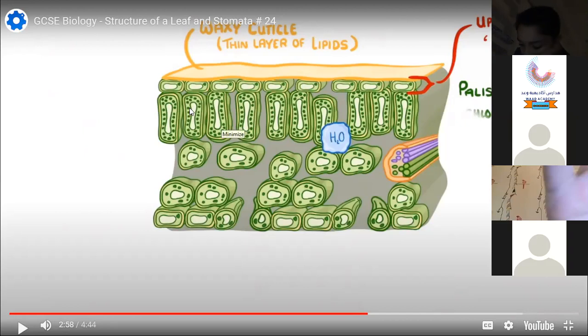Right? How much do you understand? Or should I show you another example, another picture from Google? You can use Google right now. Okay, let's write cross section of leaf.